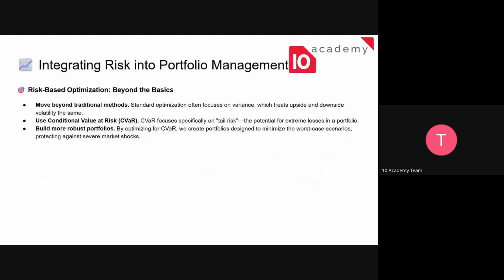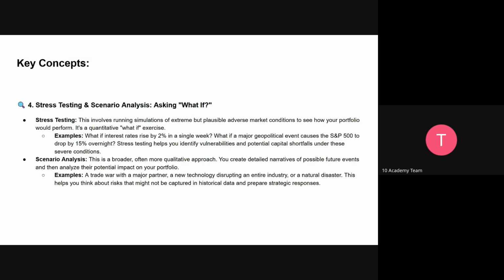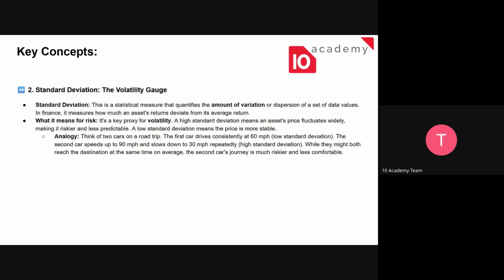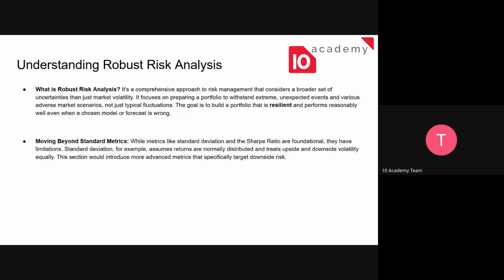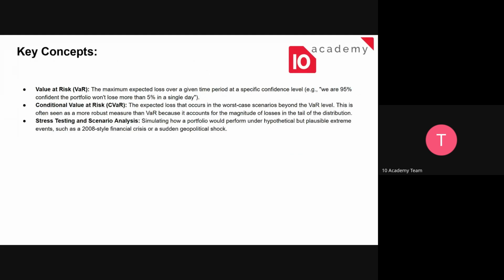Here we're going to identify the key concepts, and we're going to see them in detail below. So the Value at Risk, or VaR, is the maximum expected loss over a given time period at a specific confidence level.